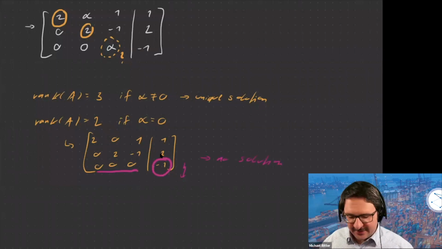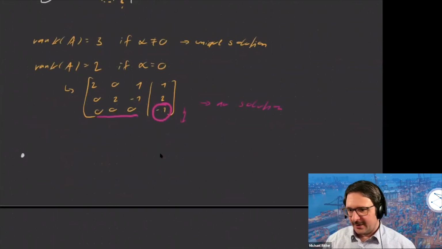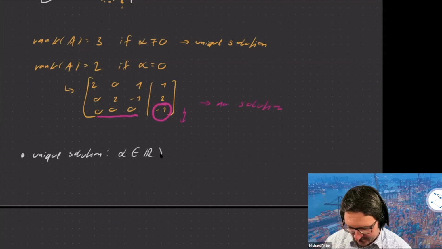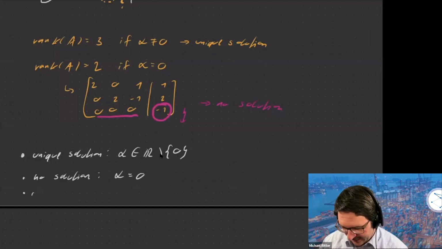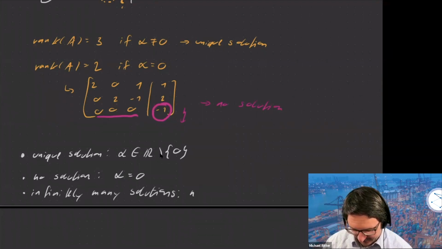And these are the only two cases that can actually occur here. So to sum it all up, a unique solution, we have that if alpha is not 0. So alpha is any real number but 0. No solution. That case occurs if alpha is 0. And the case of infinitely many solutions, that is just not possible in this setting. So that's a case that does not occur.